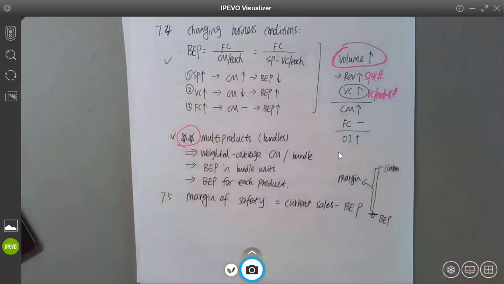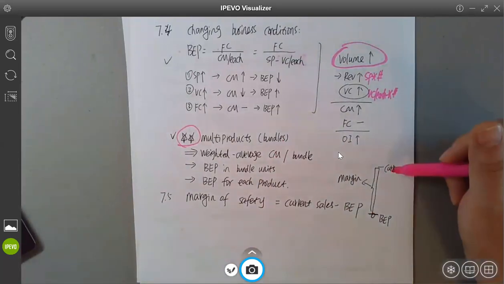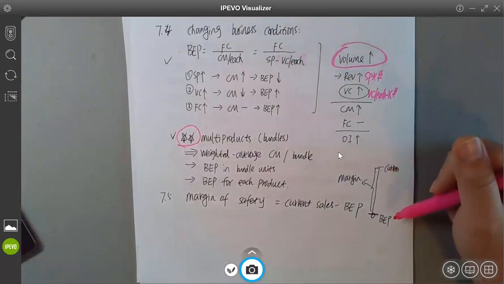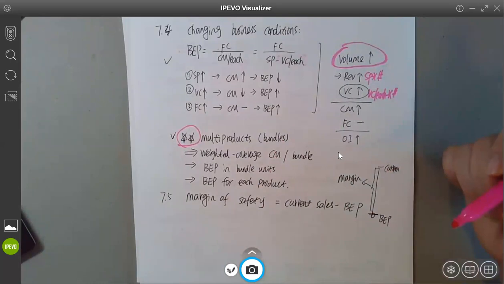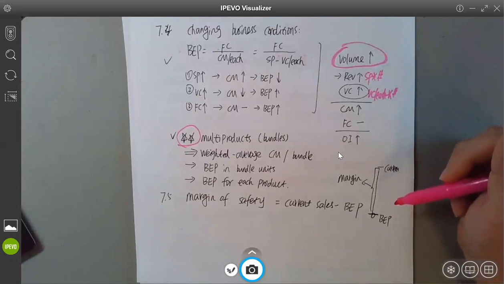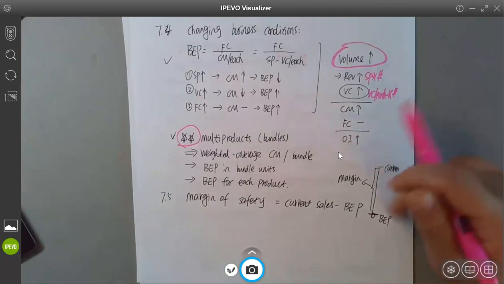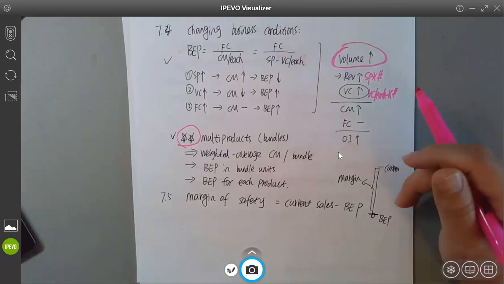Last thing in chapter 7, we talk about margin of safety. The calculation is straightforward. So let's say, hey, your current sales is 100,000 units. Your break-even point is 20,000 units. How many units can the sales drop before reaching the break-even point? Then it's 80,000 units. If it's a dollar amount, then you use the dollar amount.